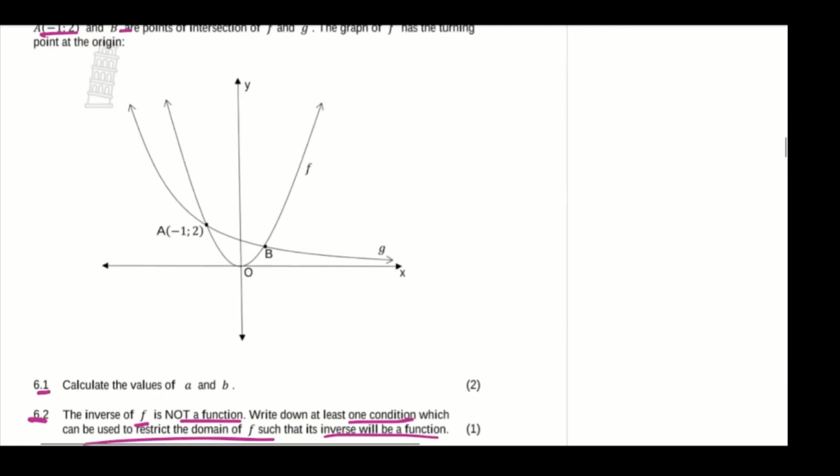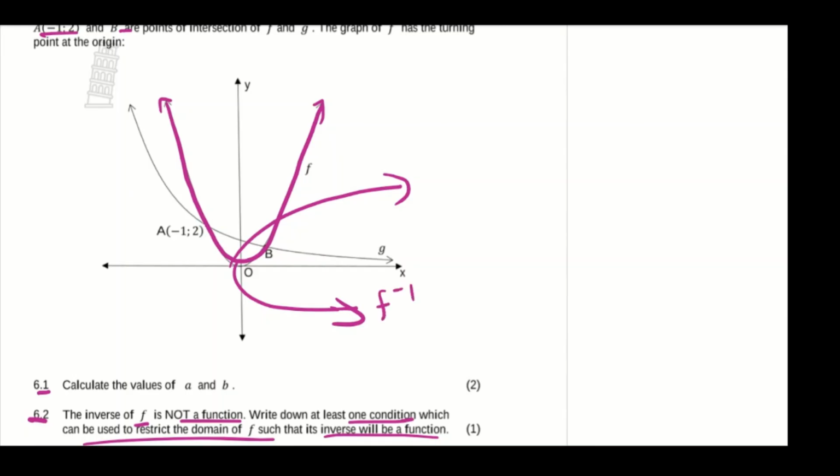So remember, this is a parabola, right? Its inverse will look something like this. This would be its inverse. So to make the inverse a function, because it's not a function, it doesn't pass the vertical line test, we need to restrict the domain.